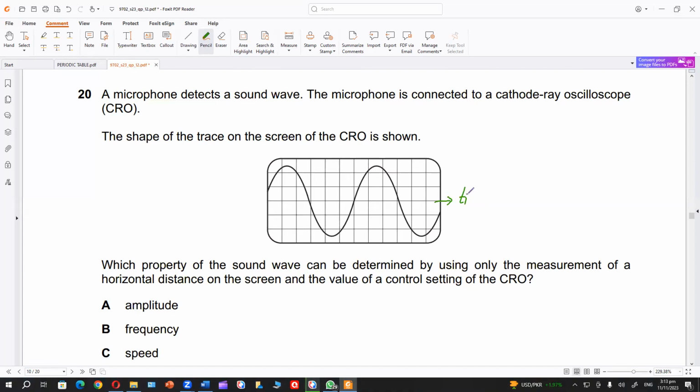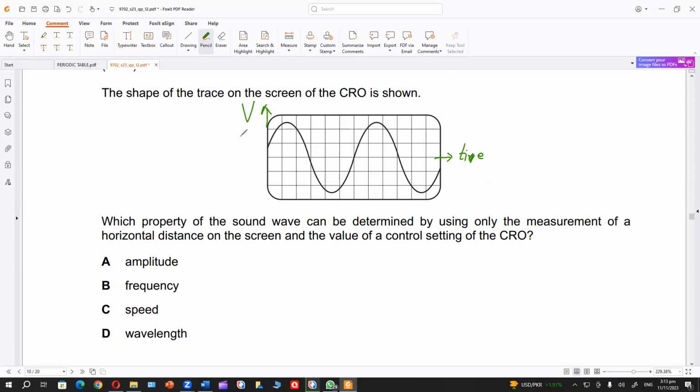This is time axis and this is voltage axis. So we can find the frequency. Either the frequency or time period.